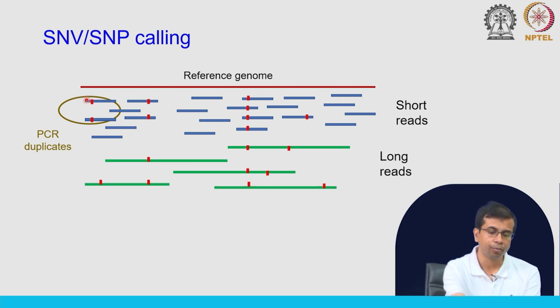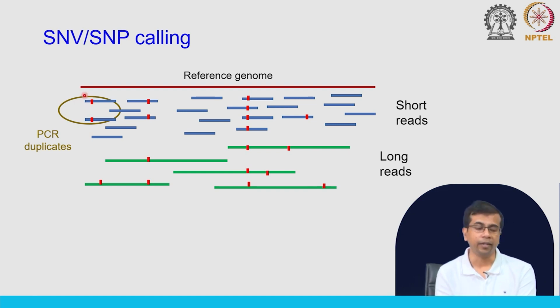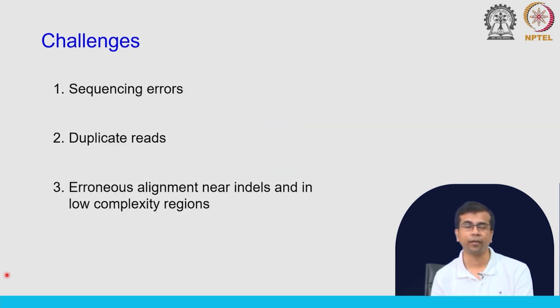As I have just mentioned, imagine these two duplicates that I have highlighted, and both of these duplicates show this mismatch, shown by the red box here. You might think, okay, this is probably a SNP. But this is not the case. This is merely because we have duplicate reads, and both of them show a certain error in the data that leads to this mismatch.